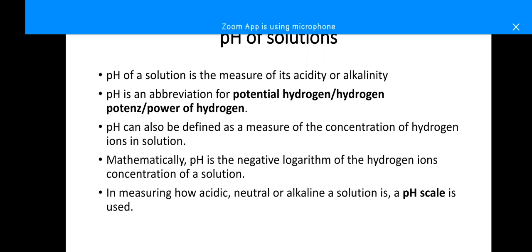Now, pH is defined as a measure of acidity or alkalinity. So it's an acid or a base. It measures the amount of acid or base in a solution. There's no neutral here because neutral is neutral. Remember, neutral is not zero. Neutral doesn't mean zero. So pH deals with the measure of how acidic a substance is or how alkaline a substance is. pH is also an abbreviation for power of hydrogen, potential hydrogen. These are all ways that you can identify it.